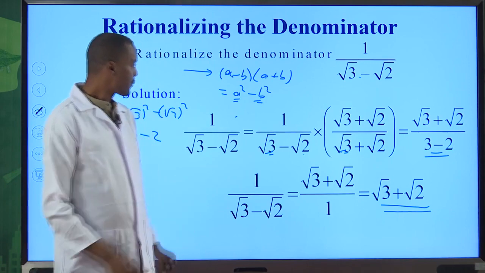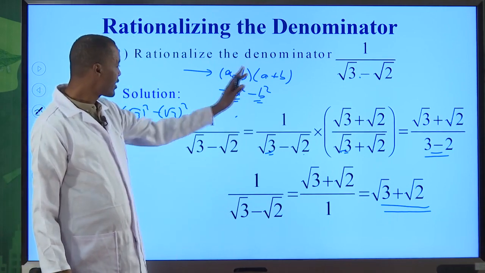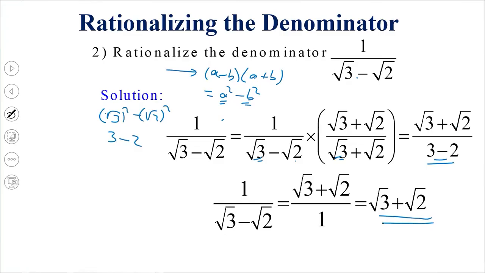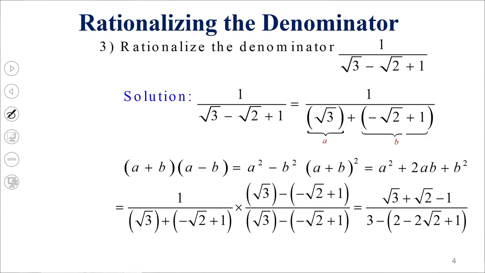So in this way, we can convert any given mathematical expression consisting of an irrational number as its denominator completely into an equivalent expression whose denominator doesn't involve any irrational number.